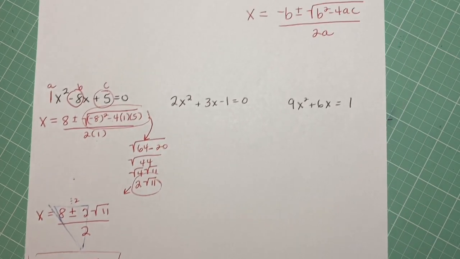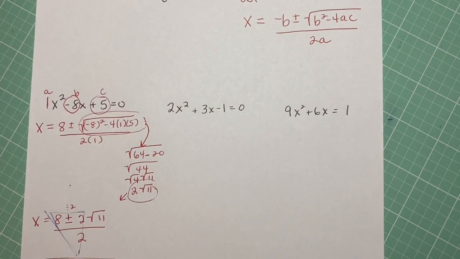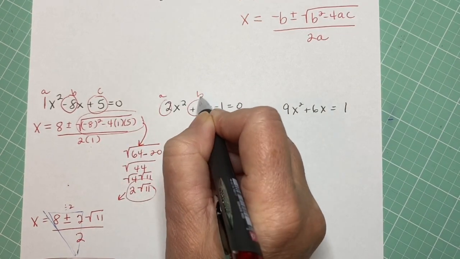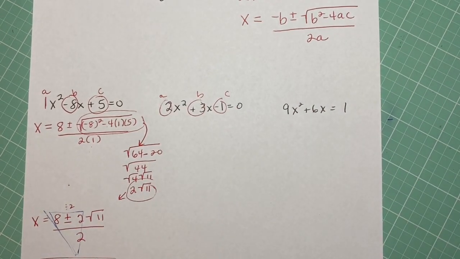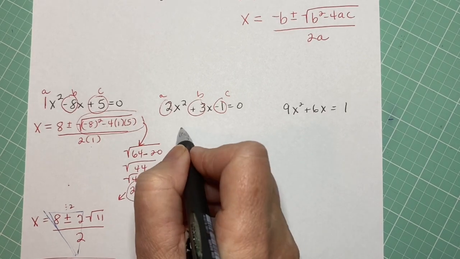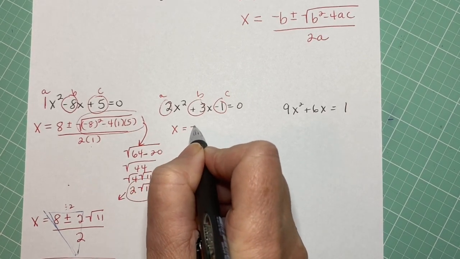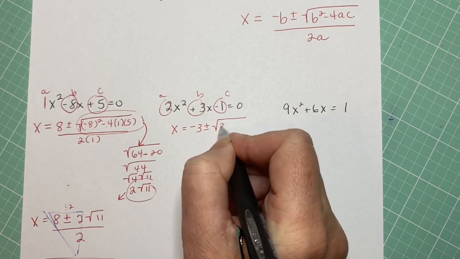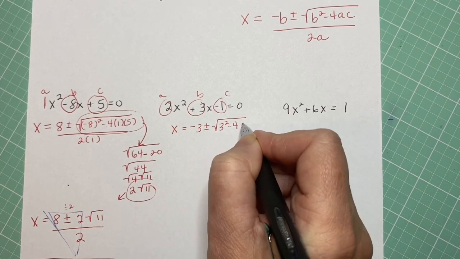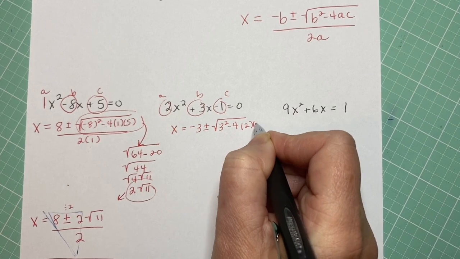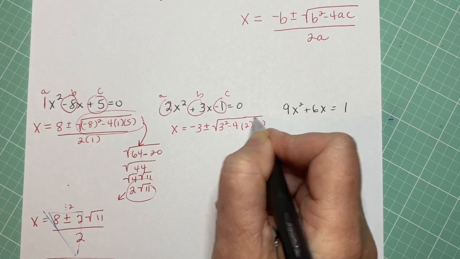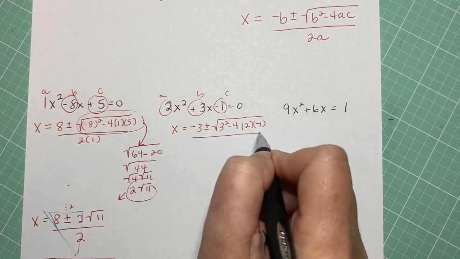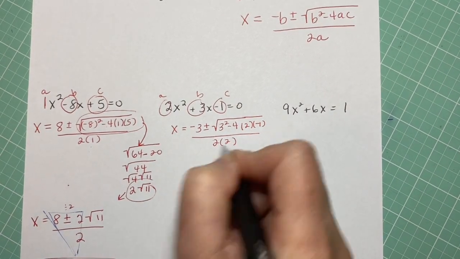Okay, let's try this next one. Let me pull the formula back in frame here. So this is going to be my A, this is going to be my B, and this is going to be my C. So I have a negative B, so x would equal a negative 3 plus or minus the square root of 3 squared minus 4 times A is 2 times C is negative 1. Remember, you got to include the sign, all over 2 times 2 because A is 2.